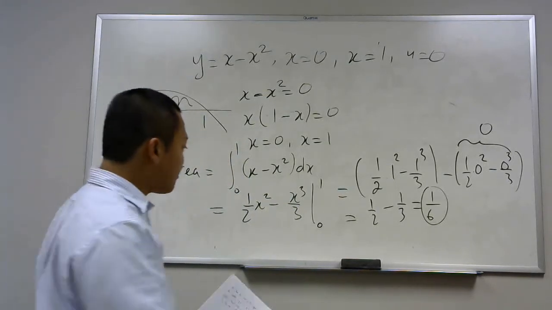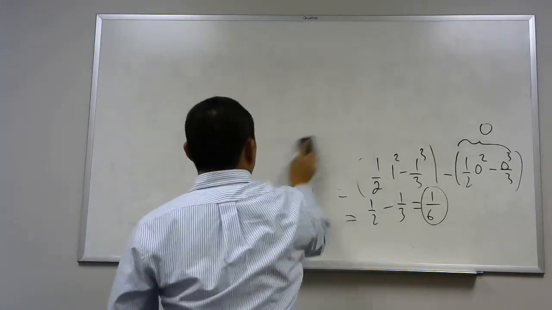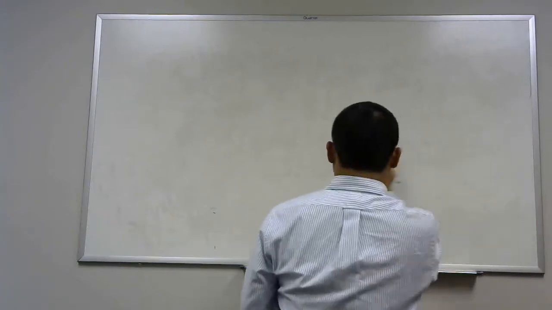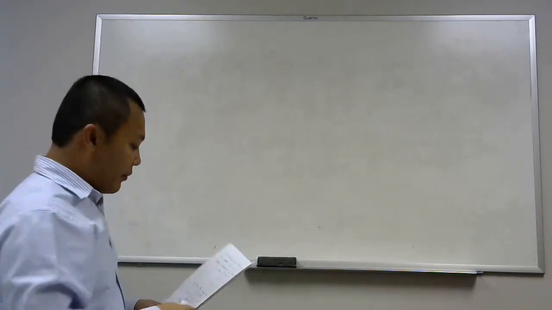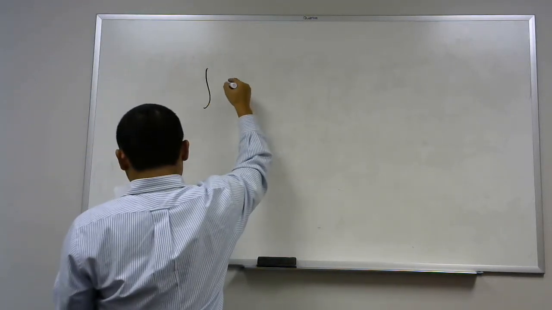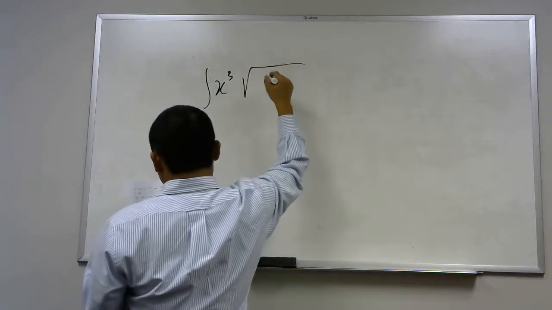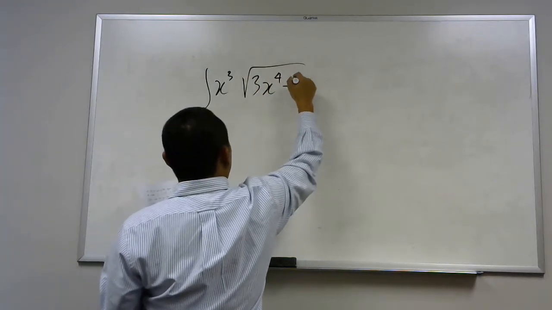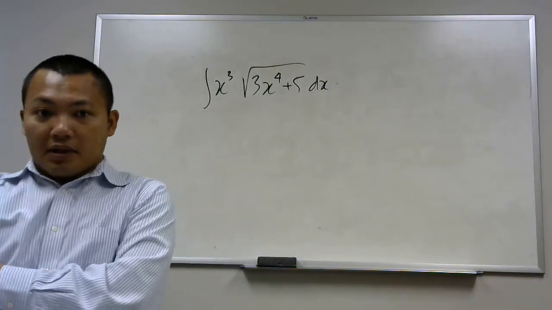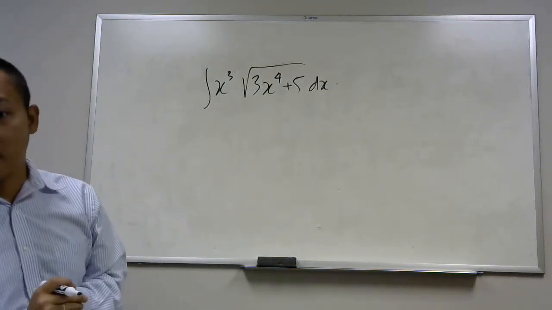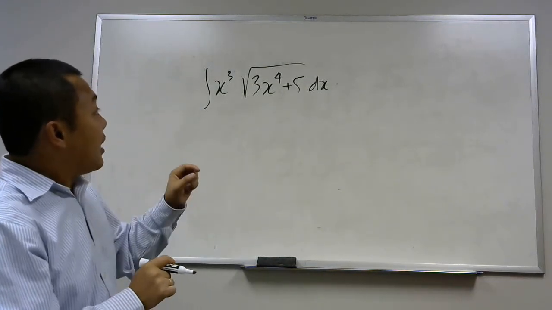All right. The last question. This is what we covered yesterday and today. Evaluate the definite integral of x cubed times the square root of 3x to the 4 plus 5 dx. So you see, this function looks complicated, right? Looks complicated, but it is okay.